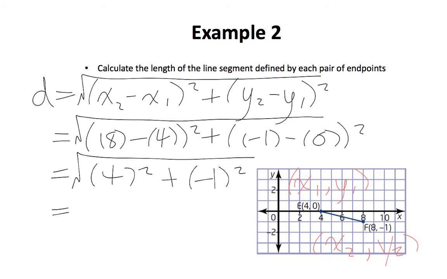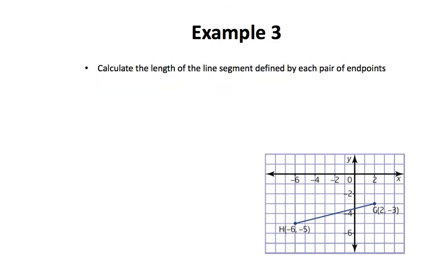So next we're going to need to simplify using the exponents. 4 squared is 16, and (-1) squared is the same thing as -1 times -1, which gives you +1. So that should be pretty simple. 16 plus 1 is 17, and the length of the line segment is the square root of 17. You can always change this to a decimal, but if you leave it as a square root, you will have an exact answer.